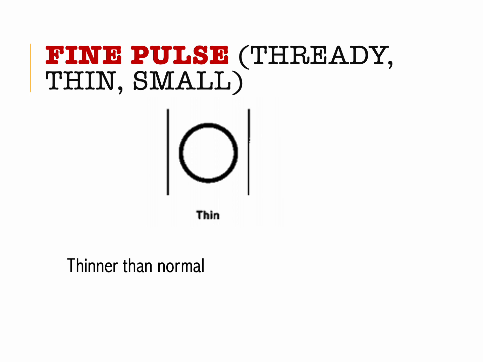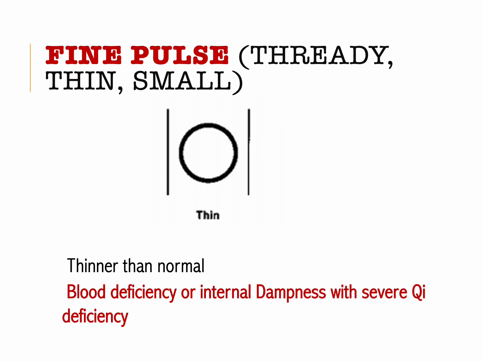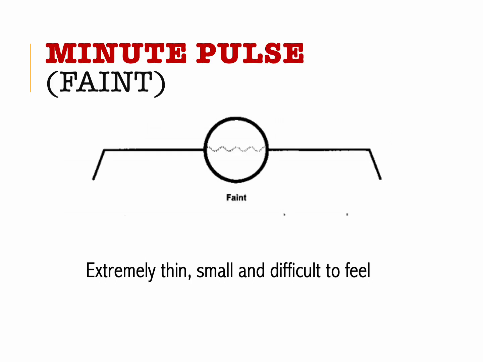Fine pulse is thready, thin, or small pulse, thinner than normal. Fine pulse indicates deficiency of blood or internal dampness with severe qi deficiency. Minute pulse or faint pulse is extremely thin, small, and difficult to feel. Minute pulse indicates severe qi and blood deficiency.